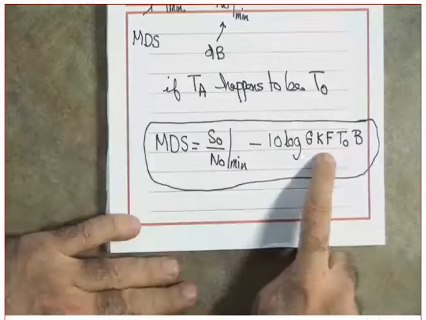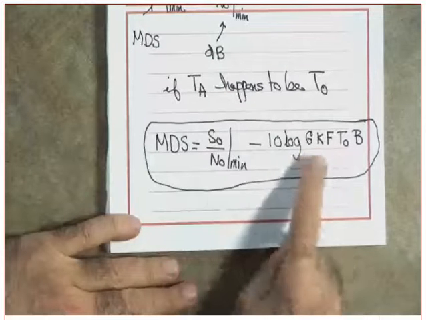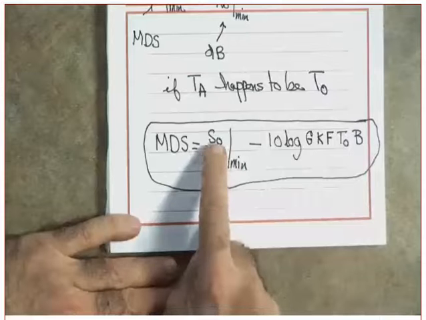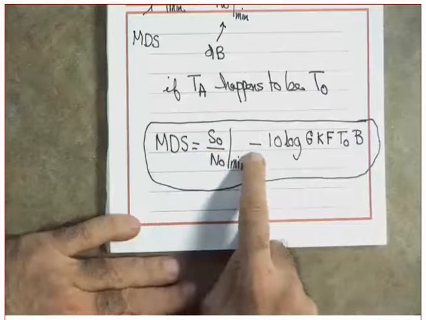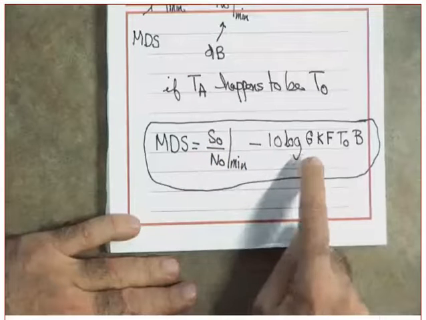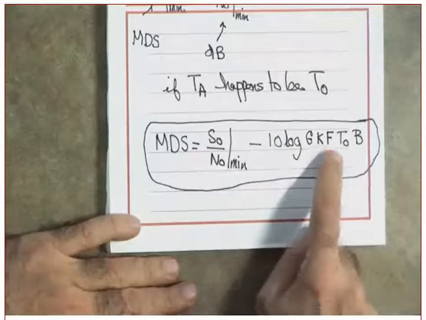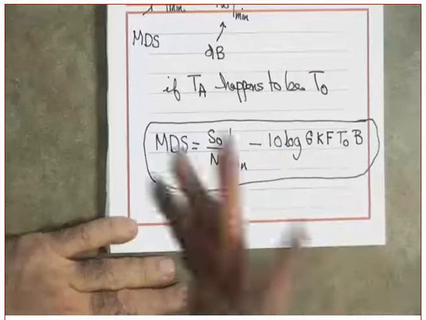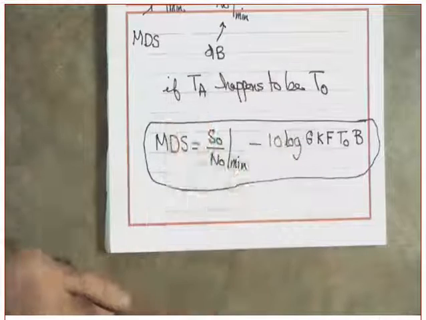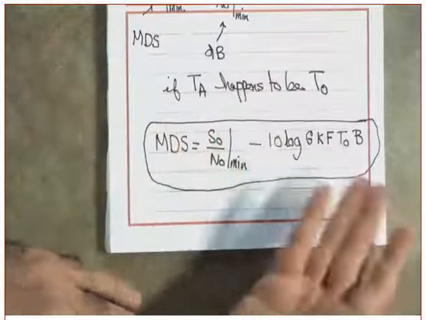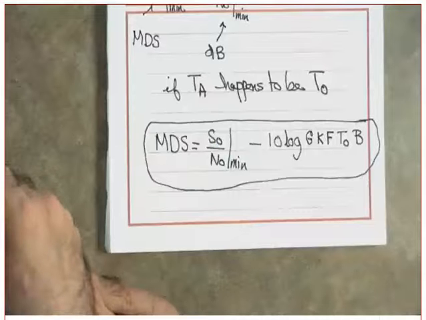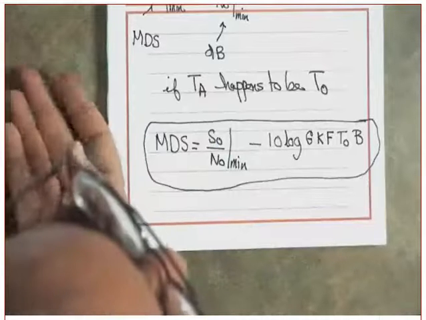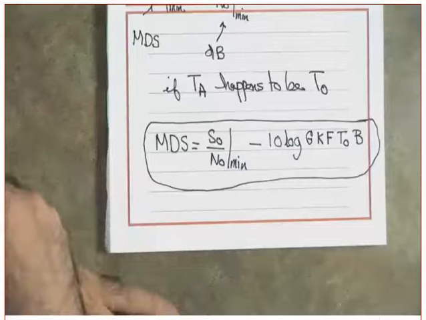By the way, none of these are in dB. Are you following or not? So if they are given in dB, it becomes S0 over N0 minus G minus K minus F minus T0 minus B. Are you following or not? If it is all in dB. But if it's not in dB, you write it this way. Did you get it? No response.